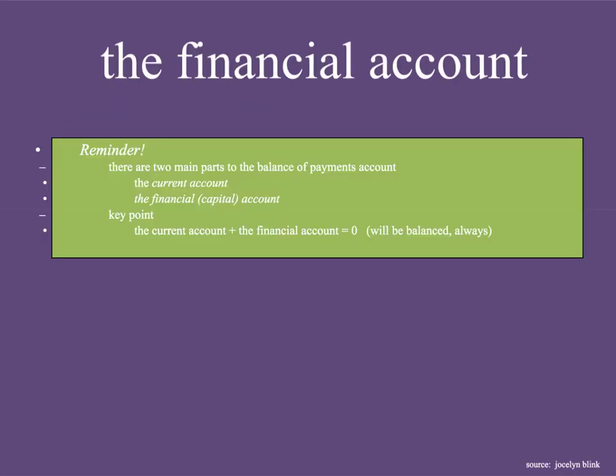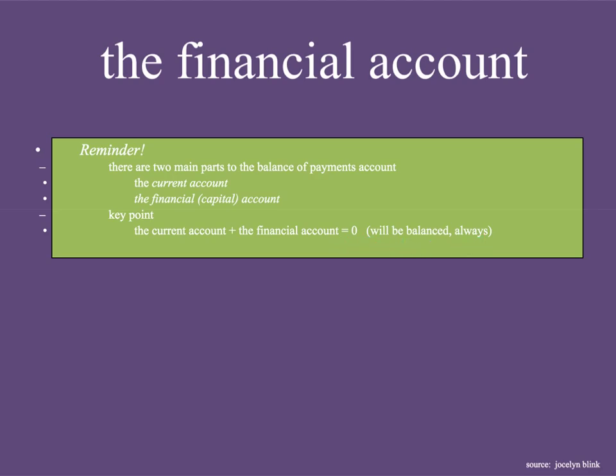All right, a reminder. There are two main parts to the balance of payments account: the current account, which was the last video, and the financial or capital account, which is this video. Key point, it's what I just said. The current account plus the financial account will always equal zero, which will be balanced.